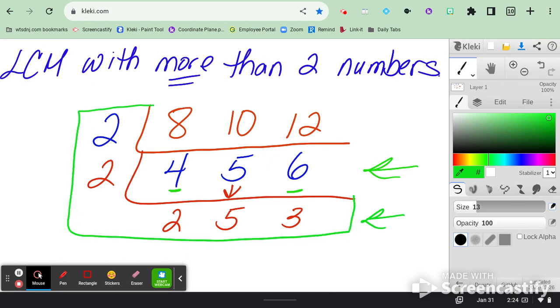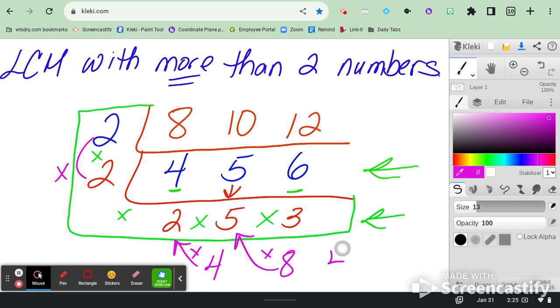box in my L and multiply all of these together to find my LCM. So if I take a look at this, 2 times 2 gives me 4. 4 times another 2 gives me 8. 8 times 5 gives me 40. And then 40 times 3 is mental math. 3 times 4 is 12. I'm going to add that 0. My LCM is going to be 120.